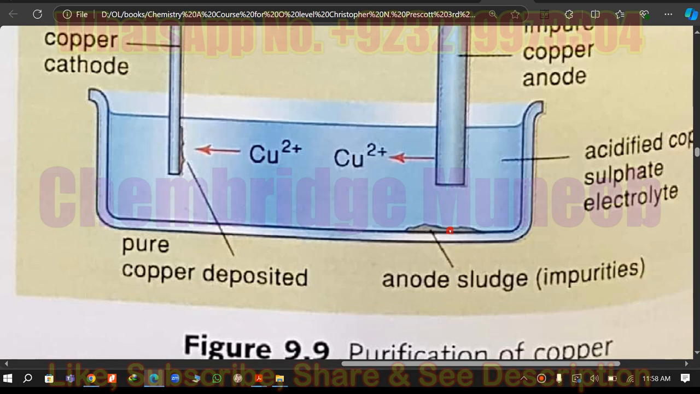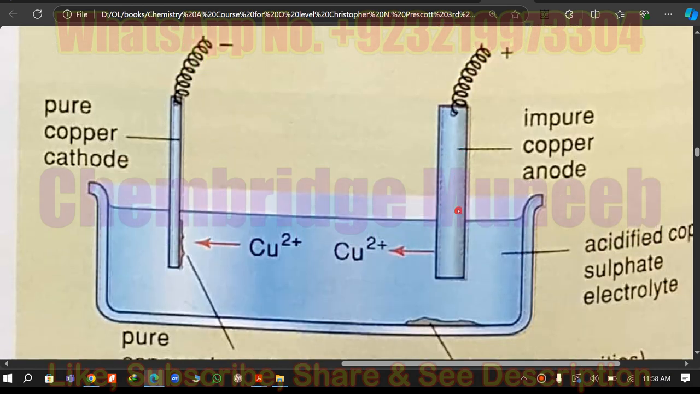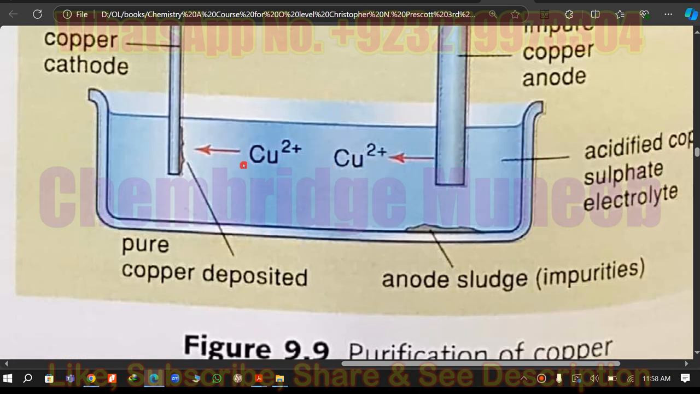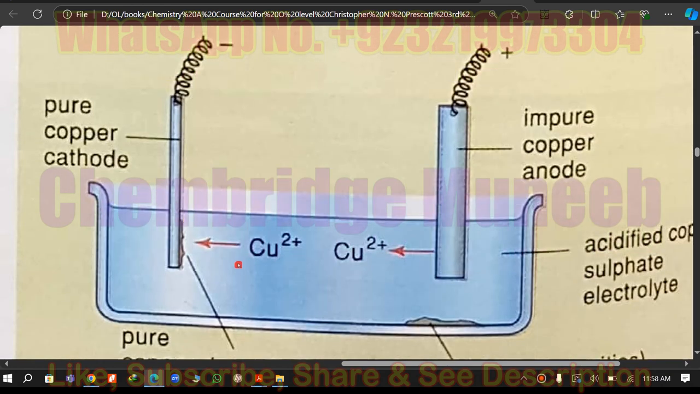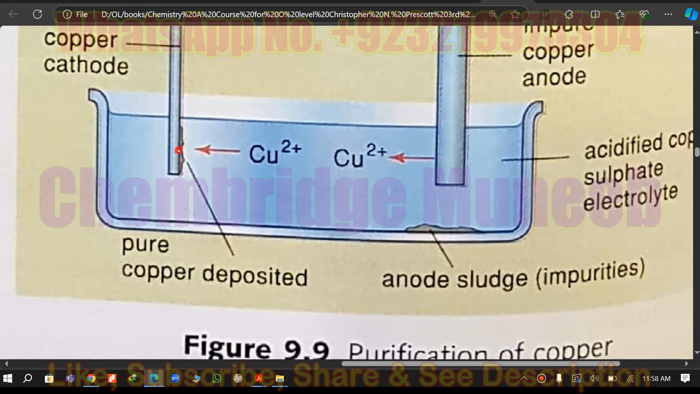This is some sort of impurities from the copper rod, and then when it moves towards the cathode the copper ions are being deposited.